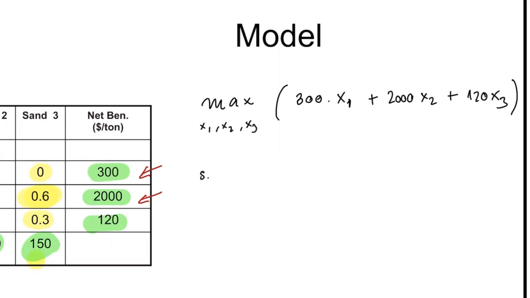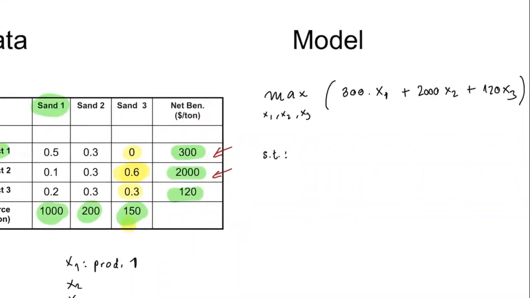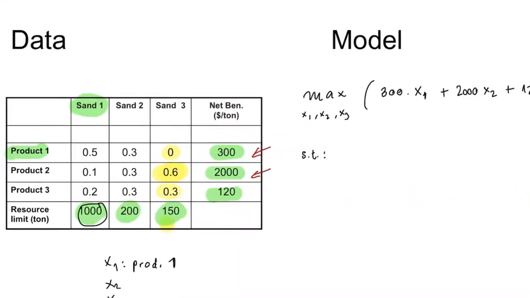And then you see that you have a set of restrictions because you cannot produce anything that you want. If you have no limit, I can produce infinite amounts of each of them, and I will have infinite net profits. So how am I going to limit that? Well, you have some resource limit. Let's say, for example, for sun number 1, I have 1000. It's the maximum that I can use.